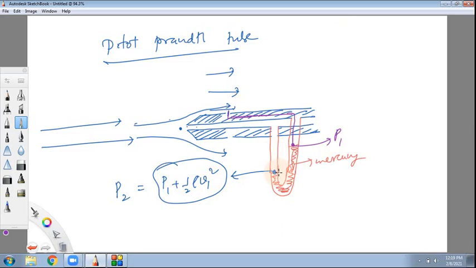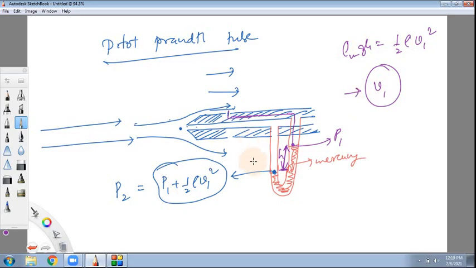So what is this difference in height that you are able to measure here? The difference in height is the pressure P2 minus P1, and P2 minus P1 happens to be half rho V1 square. So if you measure this height, rho mercury into G into H is half density of water into V1 square. From here you can get V1. So the speed of the river can be calculated using this arrangement, which is called a Pitot-Prandtl tube.